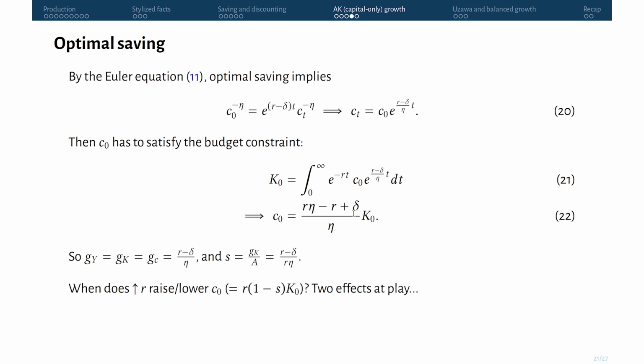And if eta is less than 1, like if your utility is close to linear, then a higher interest rate gives you this opportunity to defer your consumption to a time when it can accrue lots of that high interest.